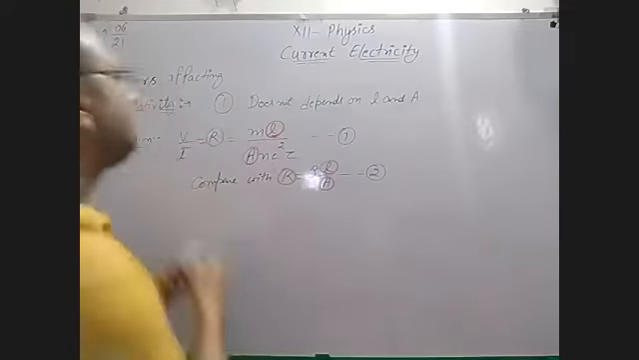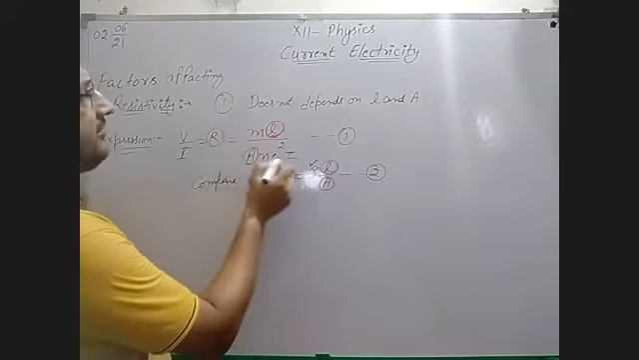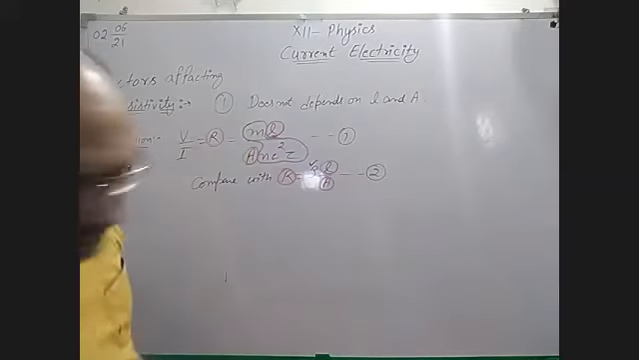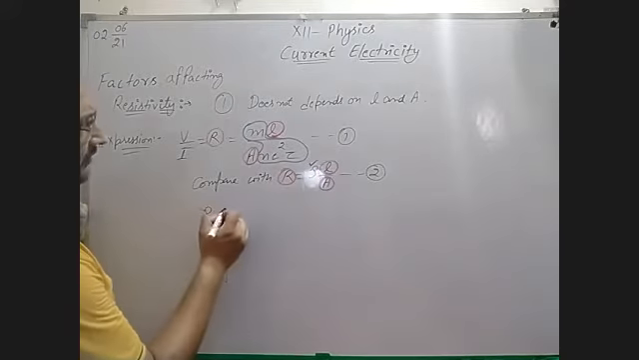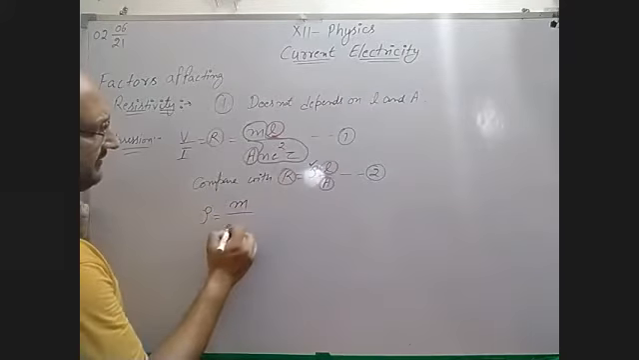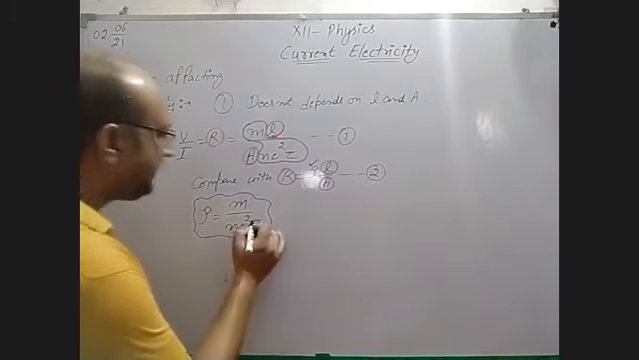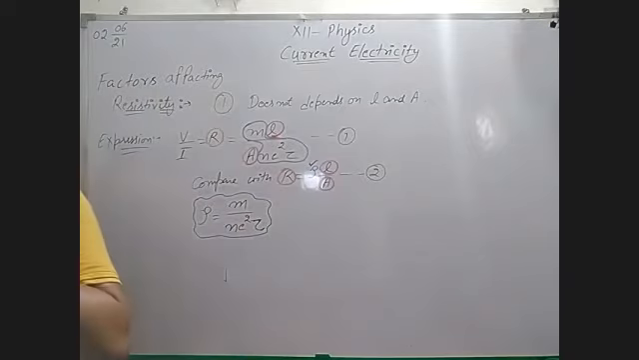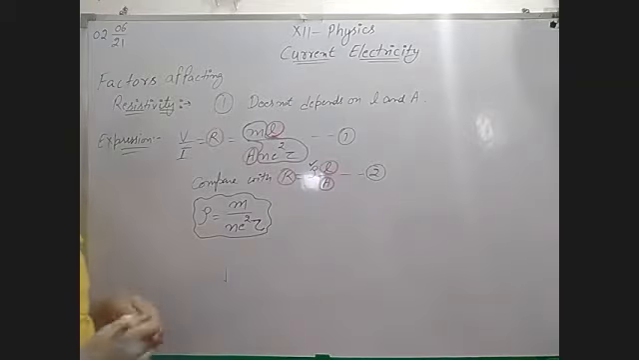And what is this? Here the left thing is rho, and here the left thing is m upon n e square tau. So in this way you can compare and get the formula for resistivity, the formula on which the resistivity of a material depends. The resistivity of the material of a conductor is inversely proportional to the number density of electrons.